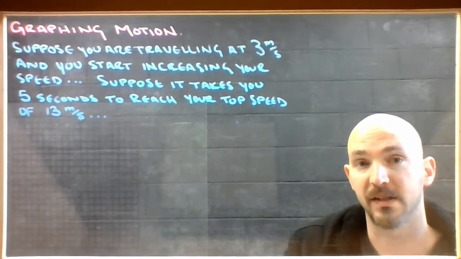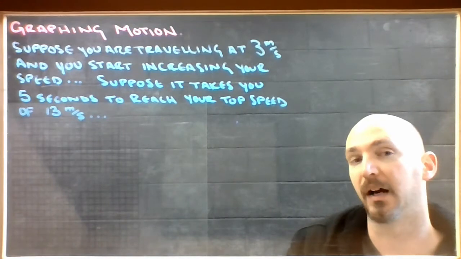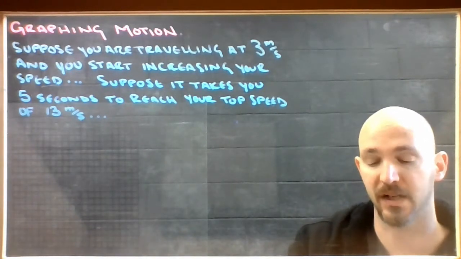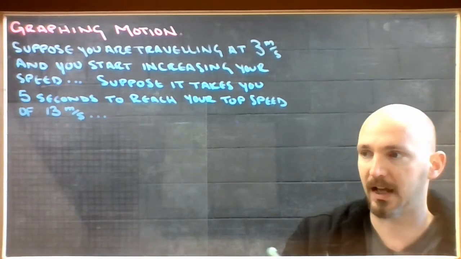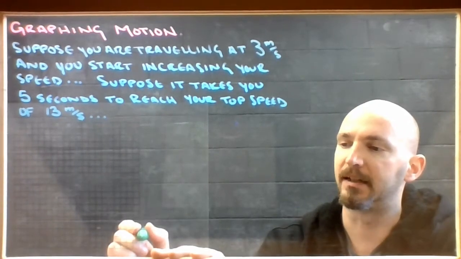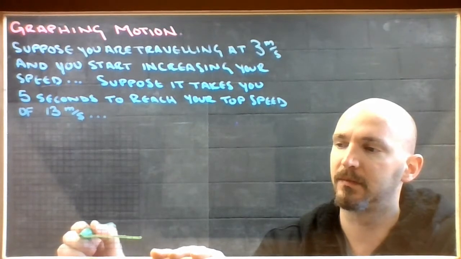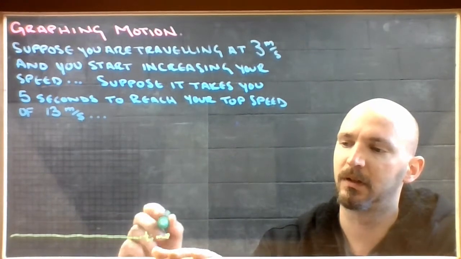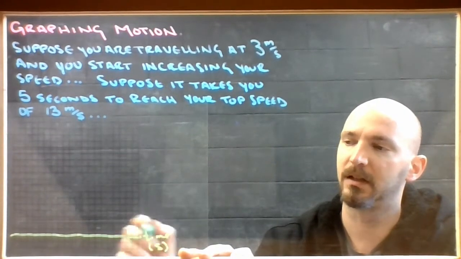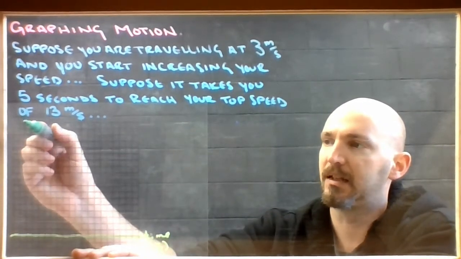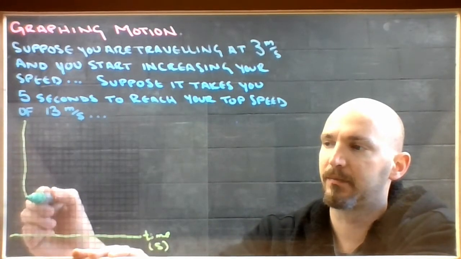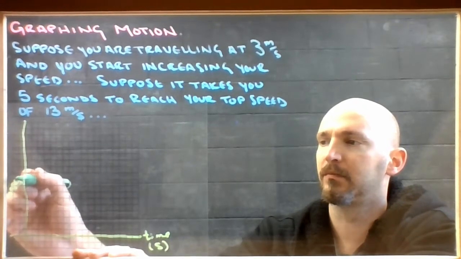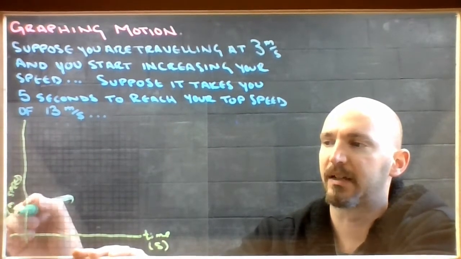So we're going to start this section on graphing motion by taking a paragraph here and trying to turn it into a speed versus time graph. So what I'll have on the x-axis then is time, measured in seconds, and I will have speed on the y-axis, measured in meters per second.